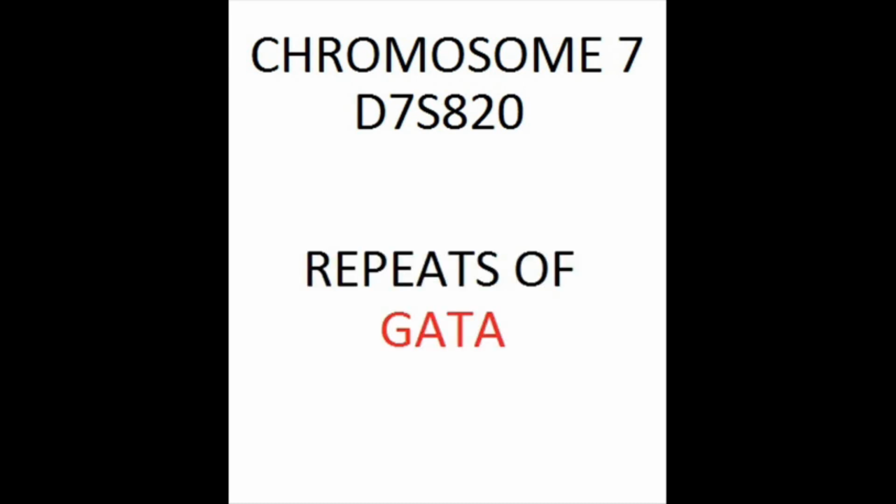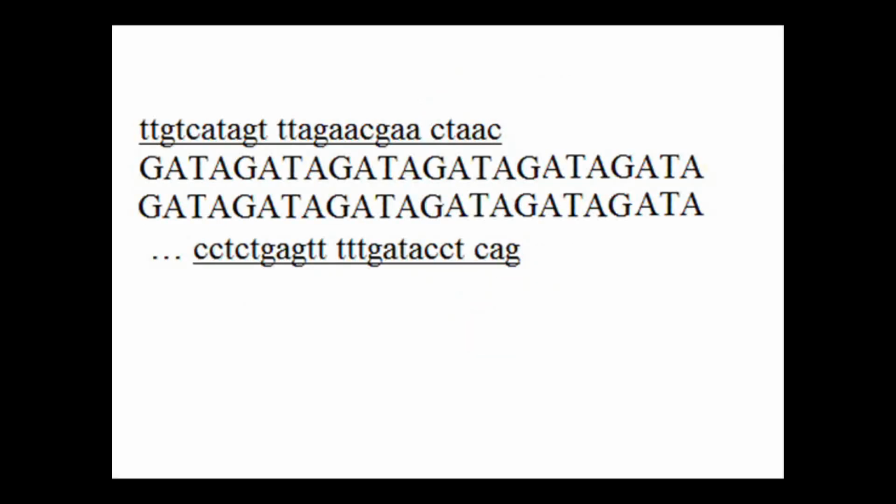For example, there is a location, or locus, on chromosome 7 called D7S820. At this place in everyone, there are repeating units of GATA. Everyone has at least 5 repeats of GATA, but some people can have up to 16 repeats of GATA. The flanking sequence underlined is unique to this STR.